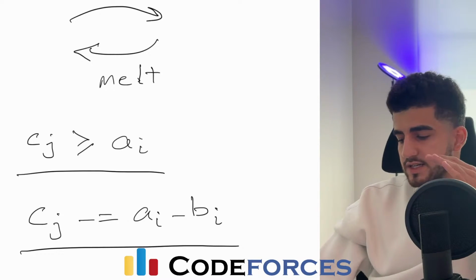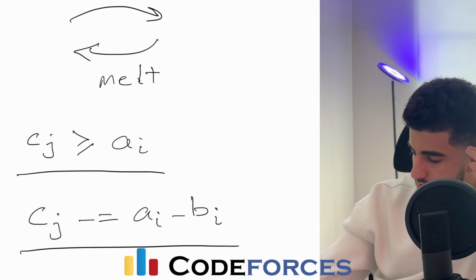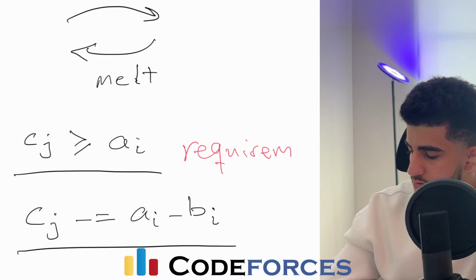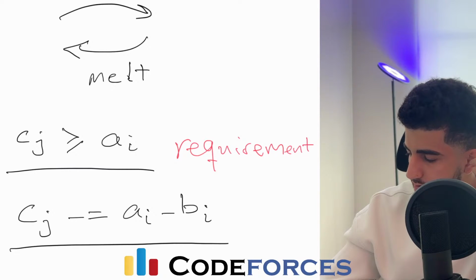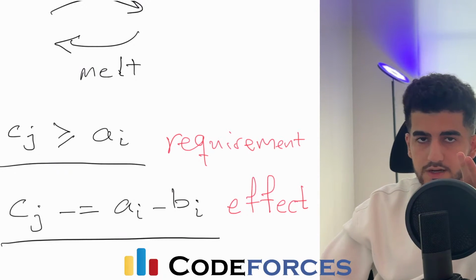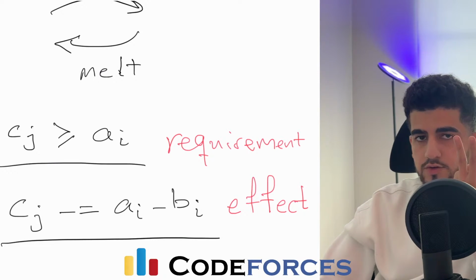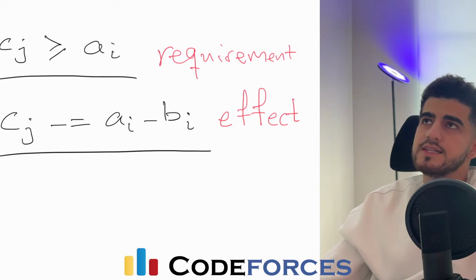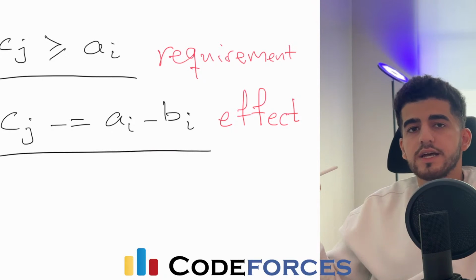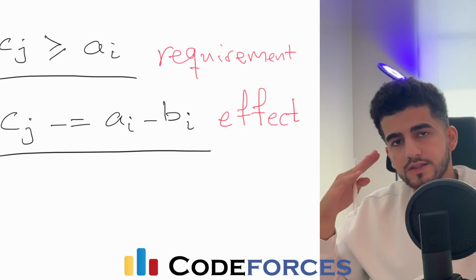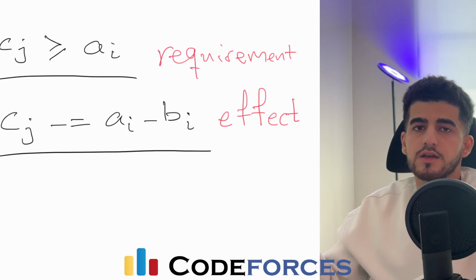Right? So first, the requirement of creating a sword is that C of J should be greater than or equal to AI. And the effect of that is that C of J will be subtracted by AI minus BI, and we will gain 2 units of experience afterwards. Well, there are several facts that I can use now. Let's sort all the types of weapons by their value of AI.